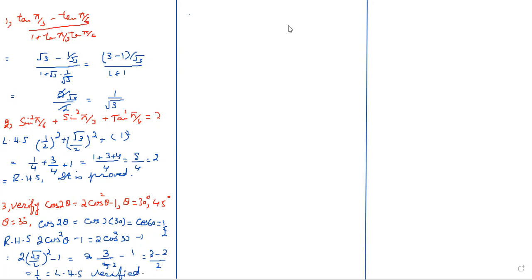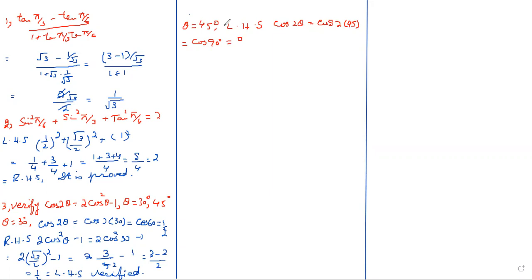Now for theta 45 degrees. The left hand side is cosine 2 theta, which equals cosine 2 times 45, which equals cosine 90, which equals 0. So cosine 90 equals 0.